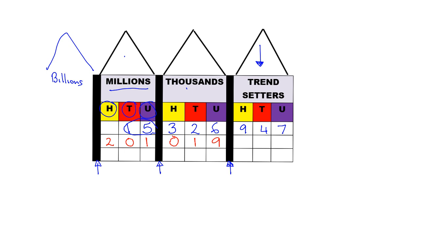Then in the trendsetter's house, we have 806. So 800, again, no tens, and 6. So we read that number, 201 million, 19,806.